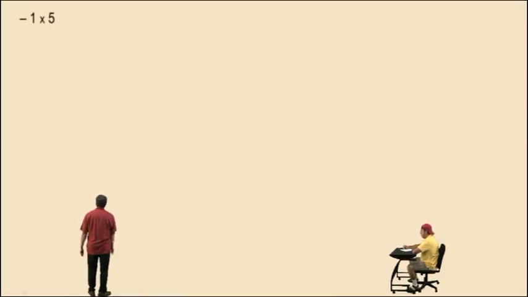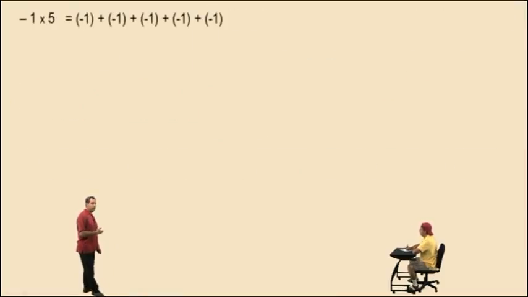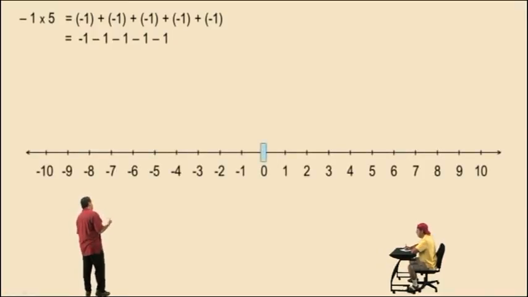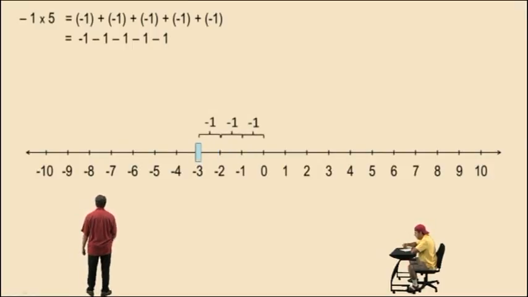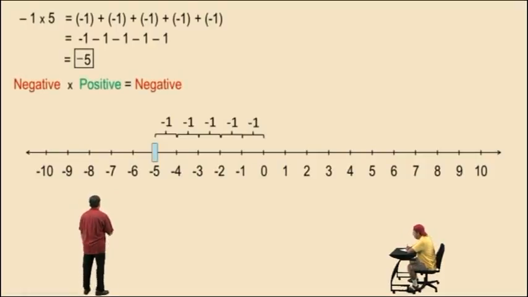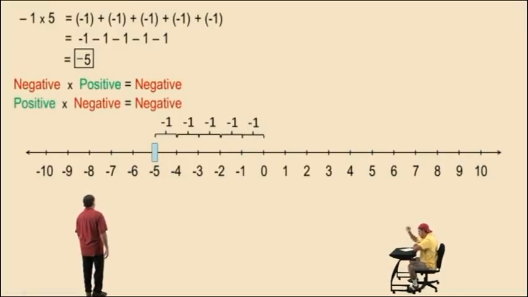Okay, let's look at -1 times 5. That's -1 plus -1 plus -1 plus -1 plus -1. Since we're adding negative numbers, we can rewrite it as -1 subtract 1 subtract 1 subtract 1 subtract 1. And if we perform the calculation on the number line, -1 plus -1 plus -1 plus -1 plus -1 is -5. And so notice here, again, we see a negative times a positive gives us a negative result. And by the commutative property for multiplication, positive times negative has to also be negative.